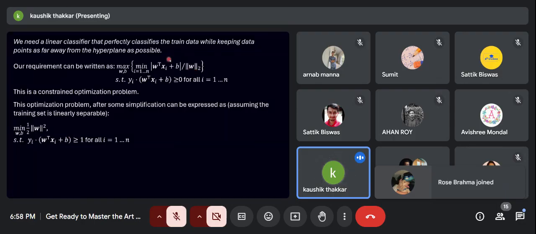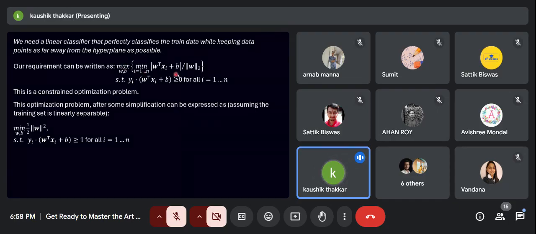And where does this objective come from? We just had two requirements, right? That every point should be classified correctly, and the closest point to the hyperplane should be as far as possible, so that we have a very clear separation, right?